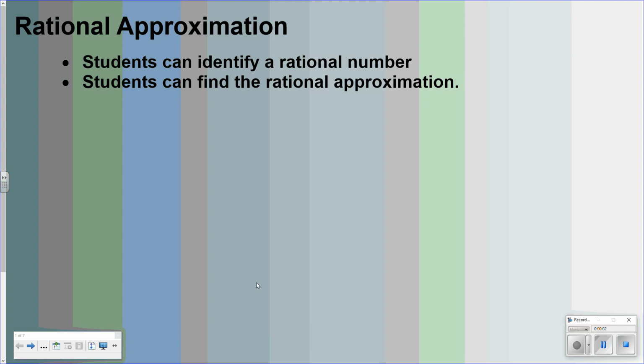In this lesson, we're discussing rational approximation. By the end of the lesson, you should be able to identify a rational number and find the rational approximation of a square root.